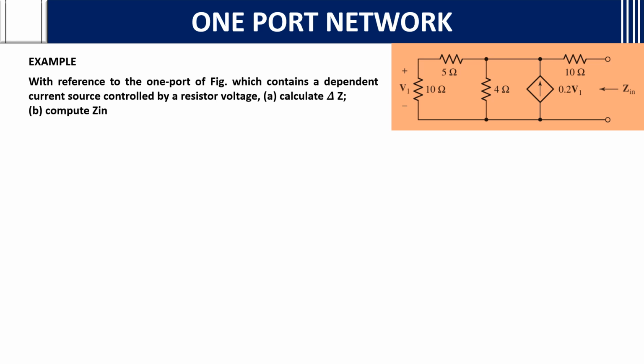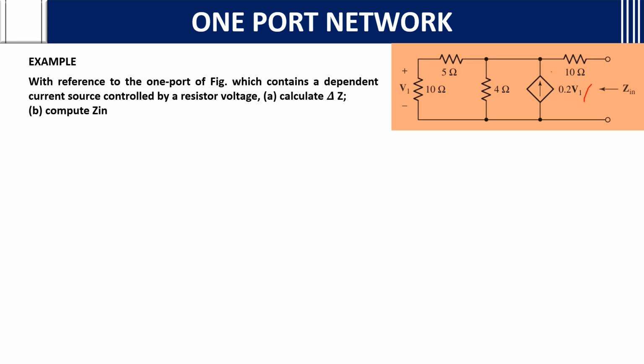How will you write? You will write the mesh equations. But if you see here, there is one current source, a voltage dependent current source, present only as a single source between two meshes. What we need to do is eliminate that and write the equations.